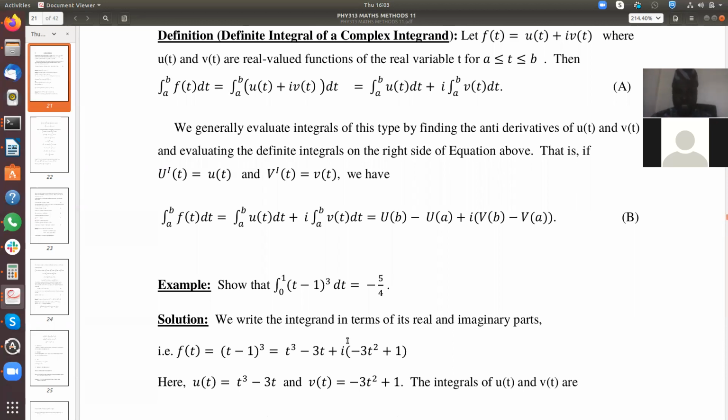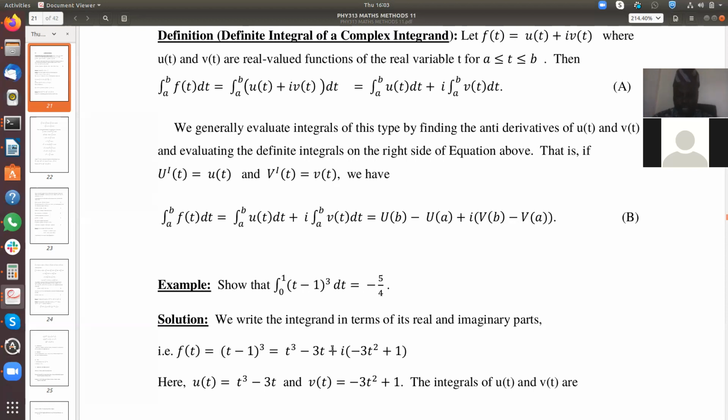Say, show that the integral from 0 to 1 of (t minus i) cubed dt is equal to minus 5 over 4. Now (t minus i) to the power of 3 here is now our f of t. So we cannot split it. f of t is equal to this. This is the power of 3. We can expand it now. By the time we expand this, we have this expression.